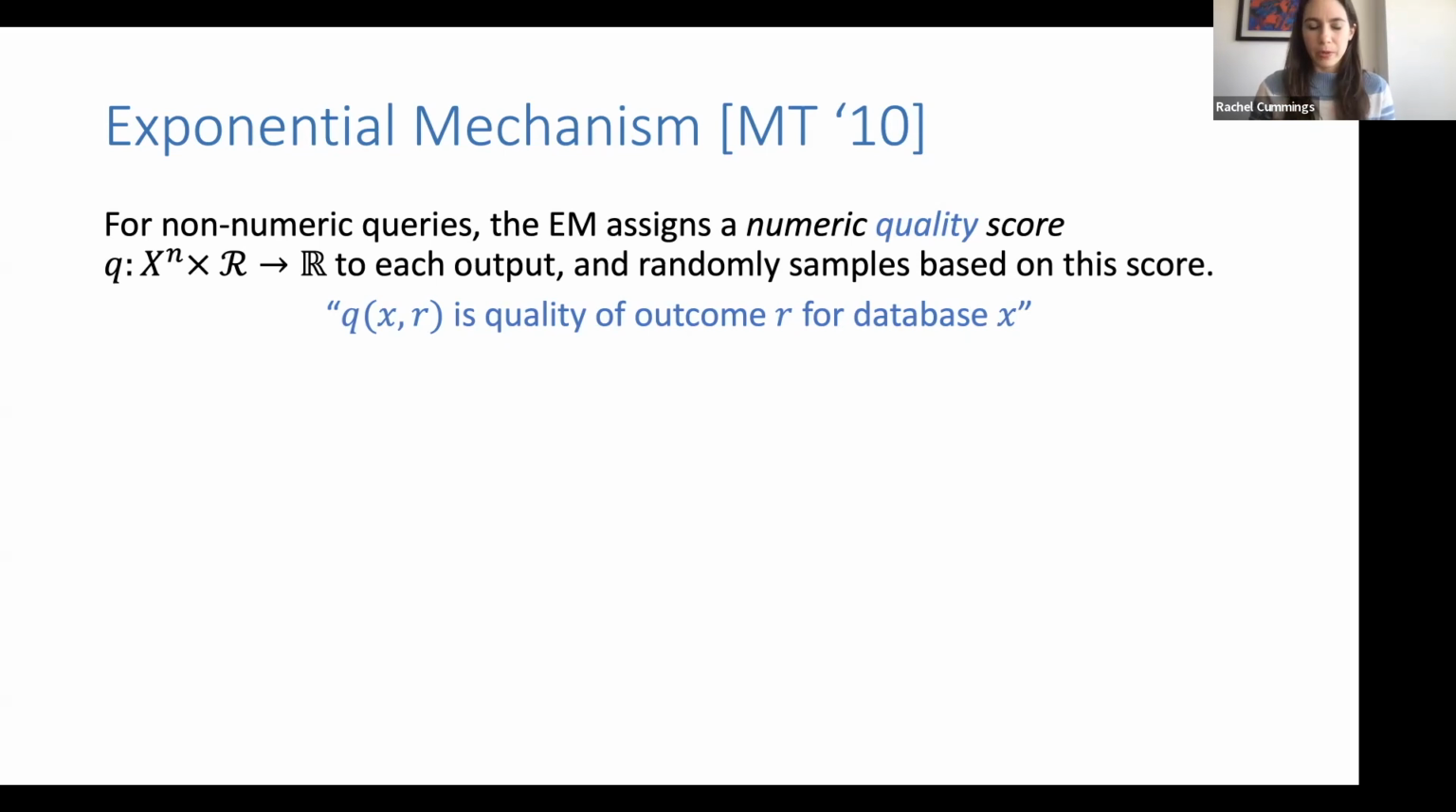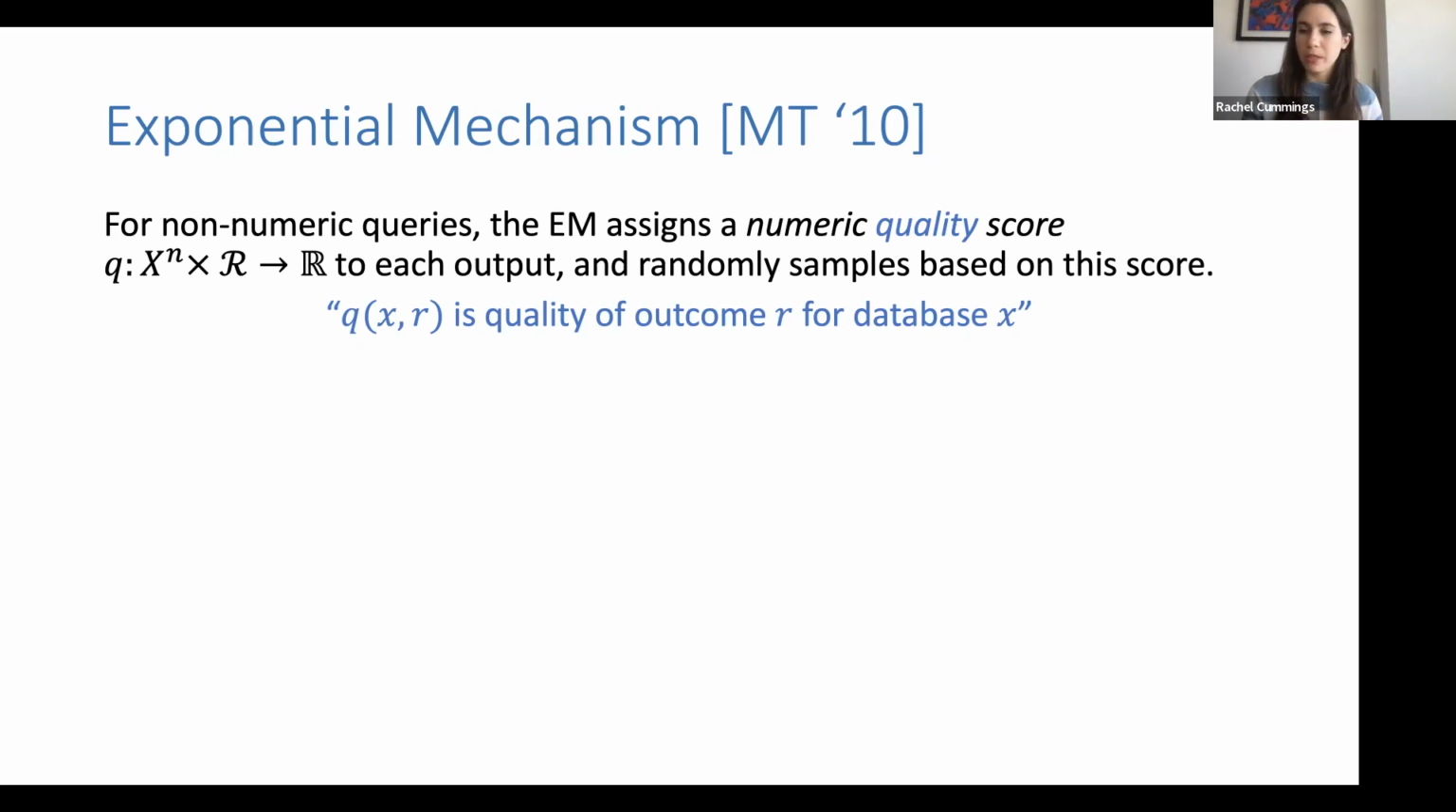not necessarily numeric outputs. And so the exponential mechanism is going to assign a numeric quality score that will take as input a database and the output range, and it will map that to a real number. And it will then, using those quality scores, sample outputs based on that. You can interpret this as saying Q taking in X and R is the quality of outcome R for a particular database X.